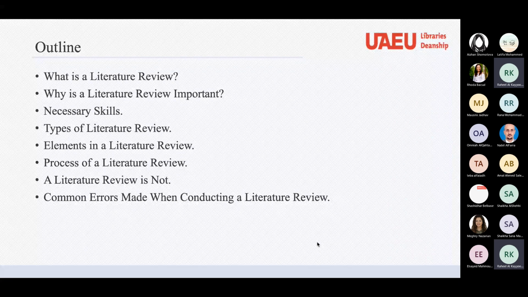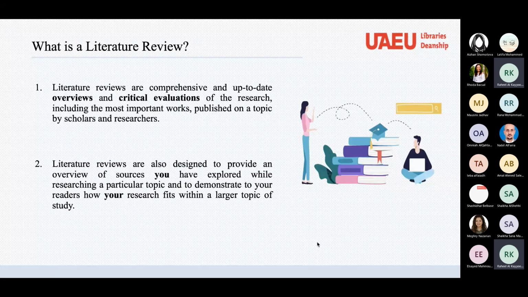So first, we'll discuss the literature review. What is a literature review? The literature review is a comprehensive and up-to-date overview of a specific area of interest, and it could also be a critical evaluation of the research, including the most important works published on a topic by scholars and researchers. A literature review is also designed to provide an overview of sources you have explored while researching a particular topic, and demonstrate to your readers how your research fits within a larger topic of study.